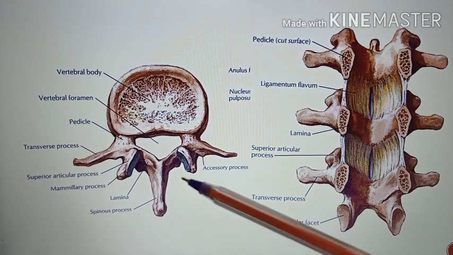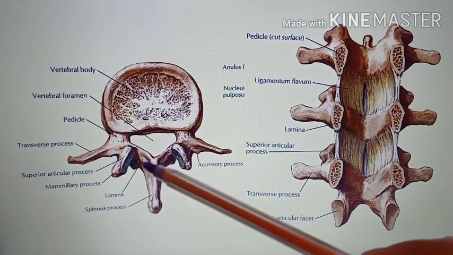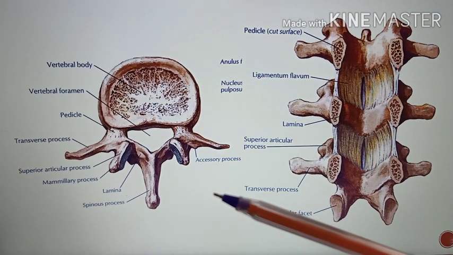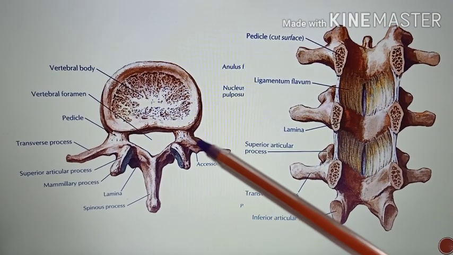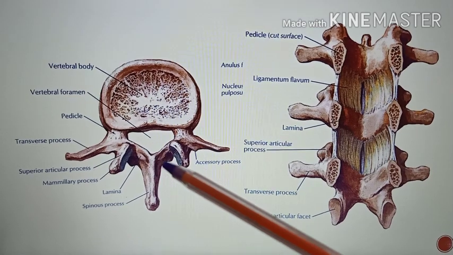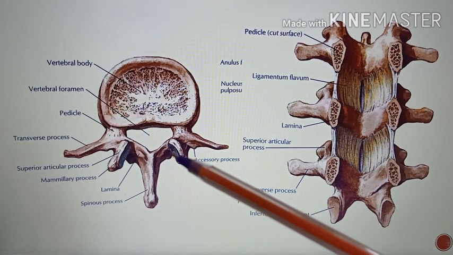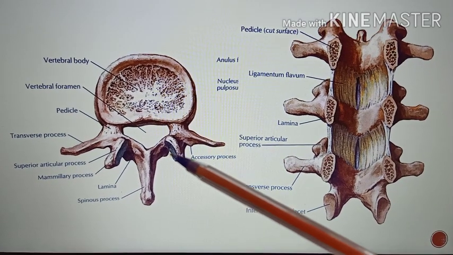So what is attached to these laminae? It is the ligamentum flavum. This ligament is attached to the upper border as well as the lower half of the anterior surface.